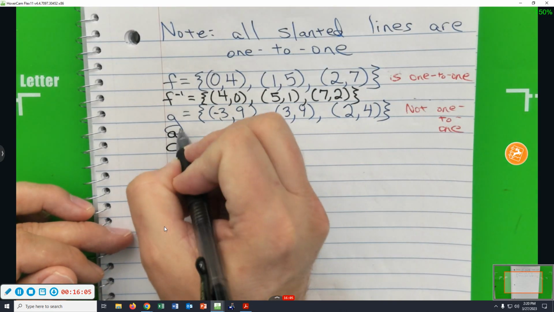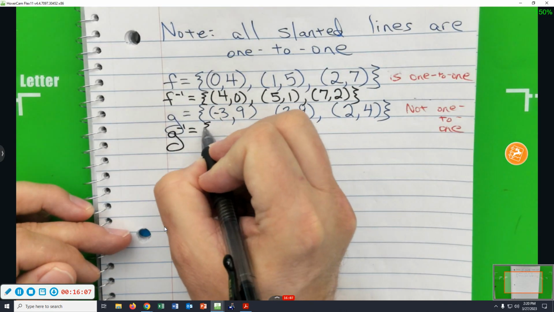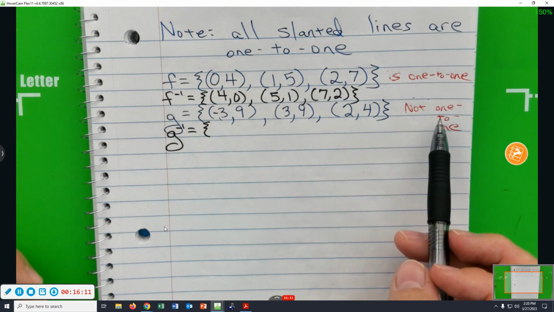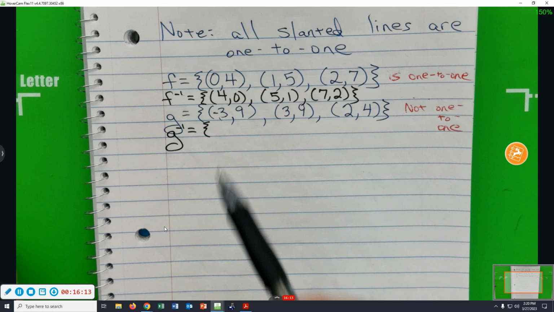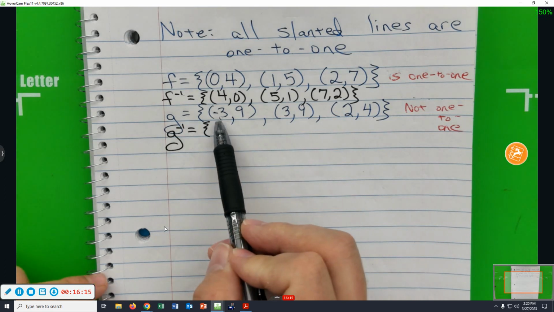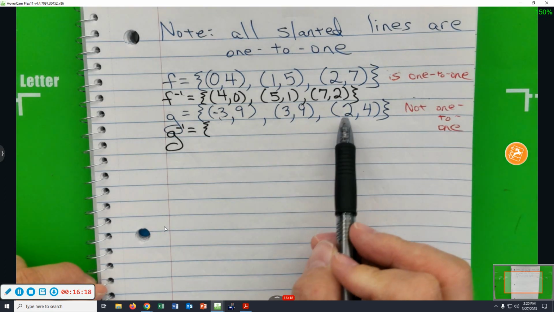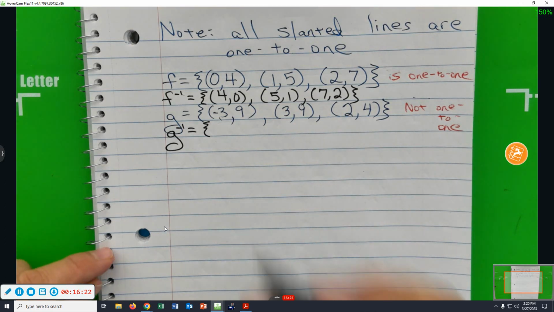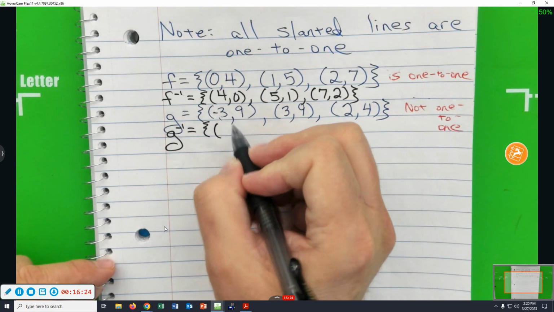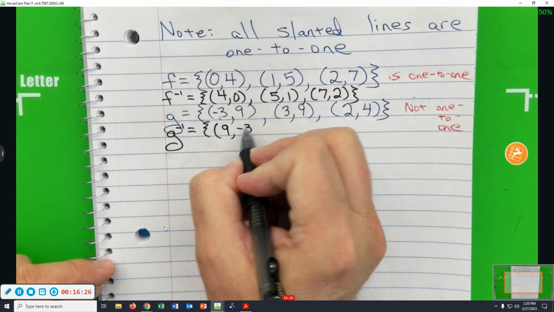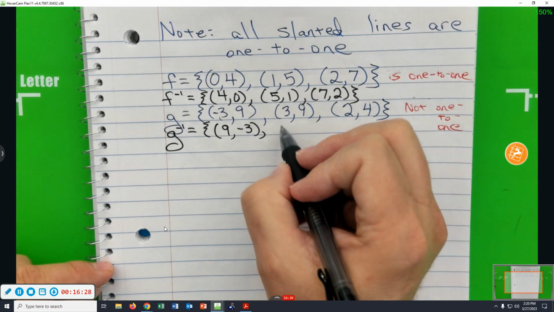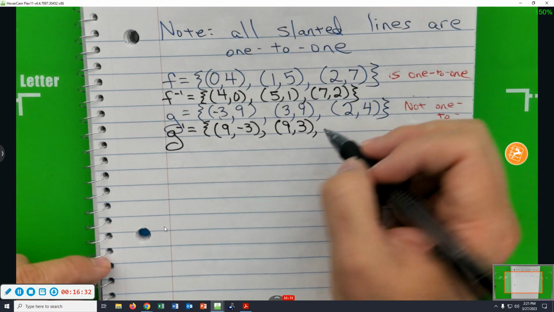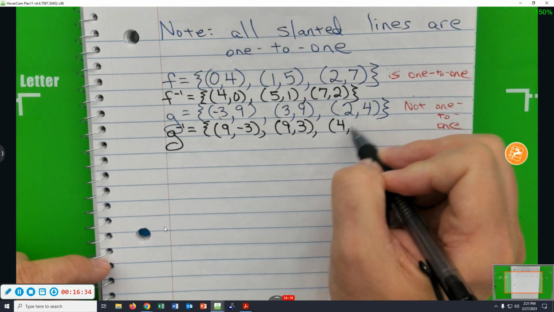G inverse. Now, do you agree? G, it's not 1 to 1, but it is a function. Notice, every x value is different. So G is a function. It's just not 1 to 1. Reverse the ordered pairs. (-3, 9) becomes (9, -3). (3, 9) becomes (9, 3). And what's this last ordered pair going to be? (4, 2).